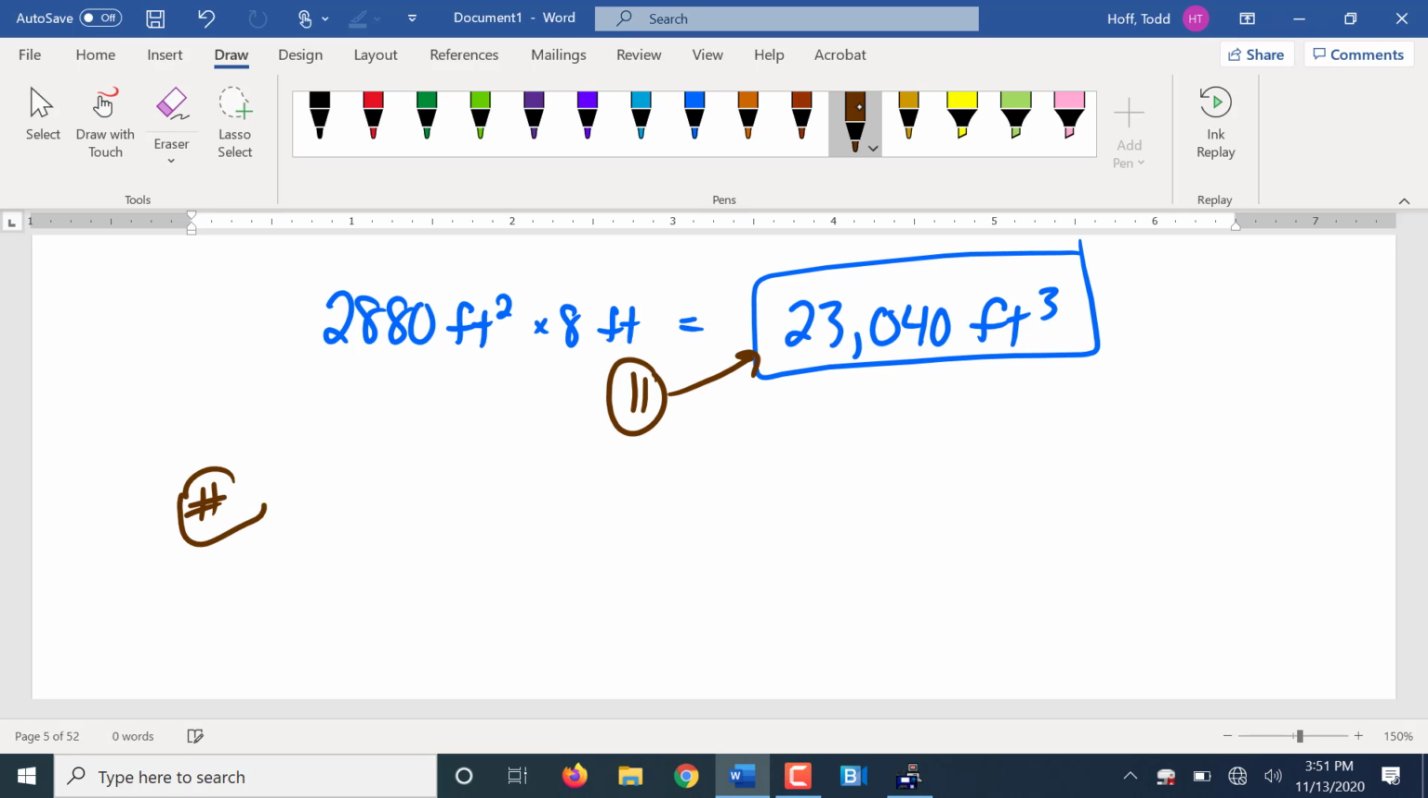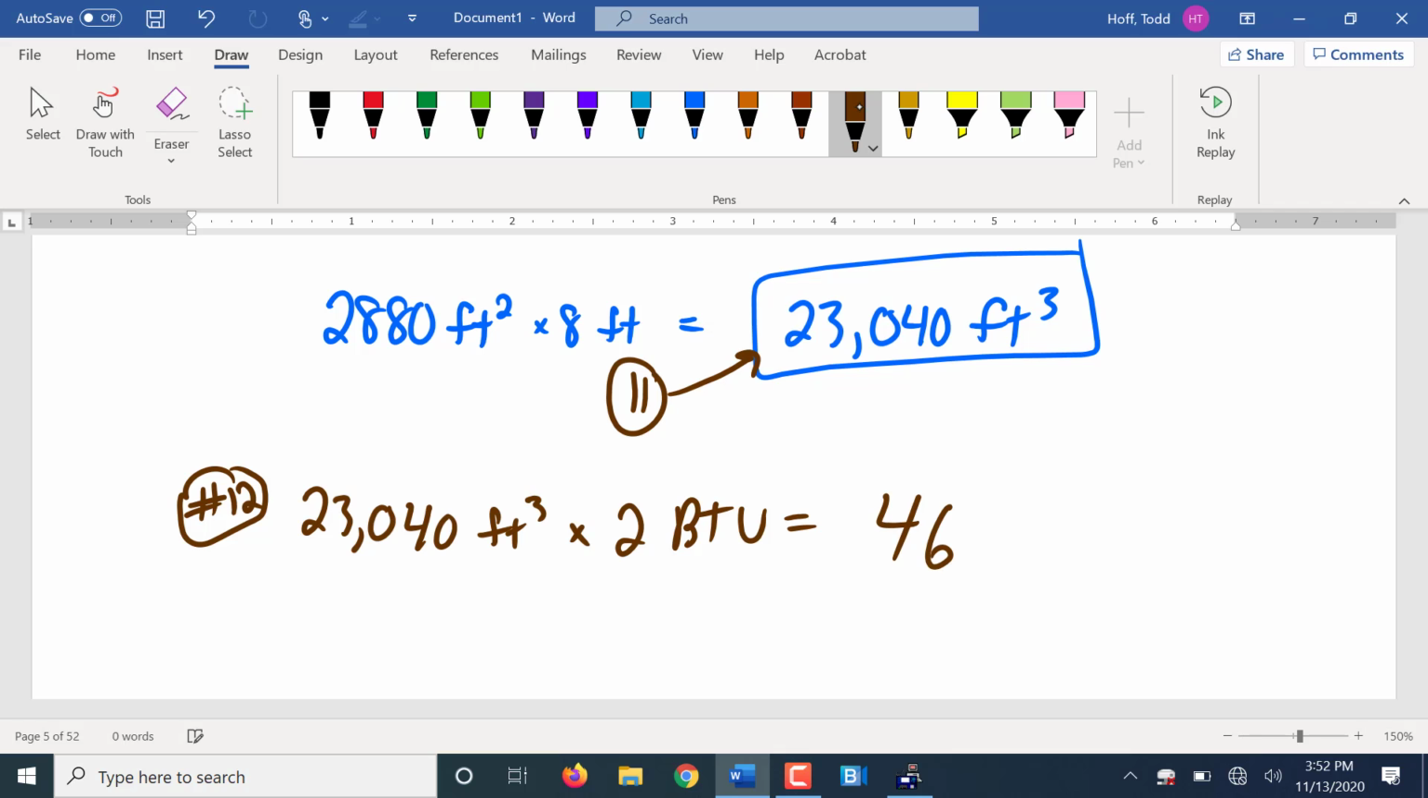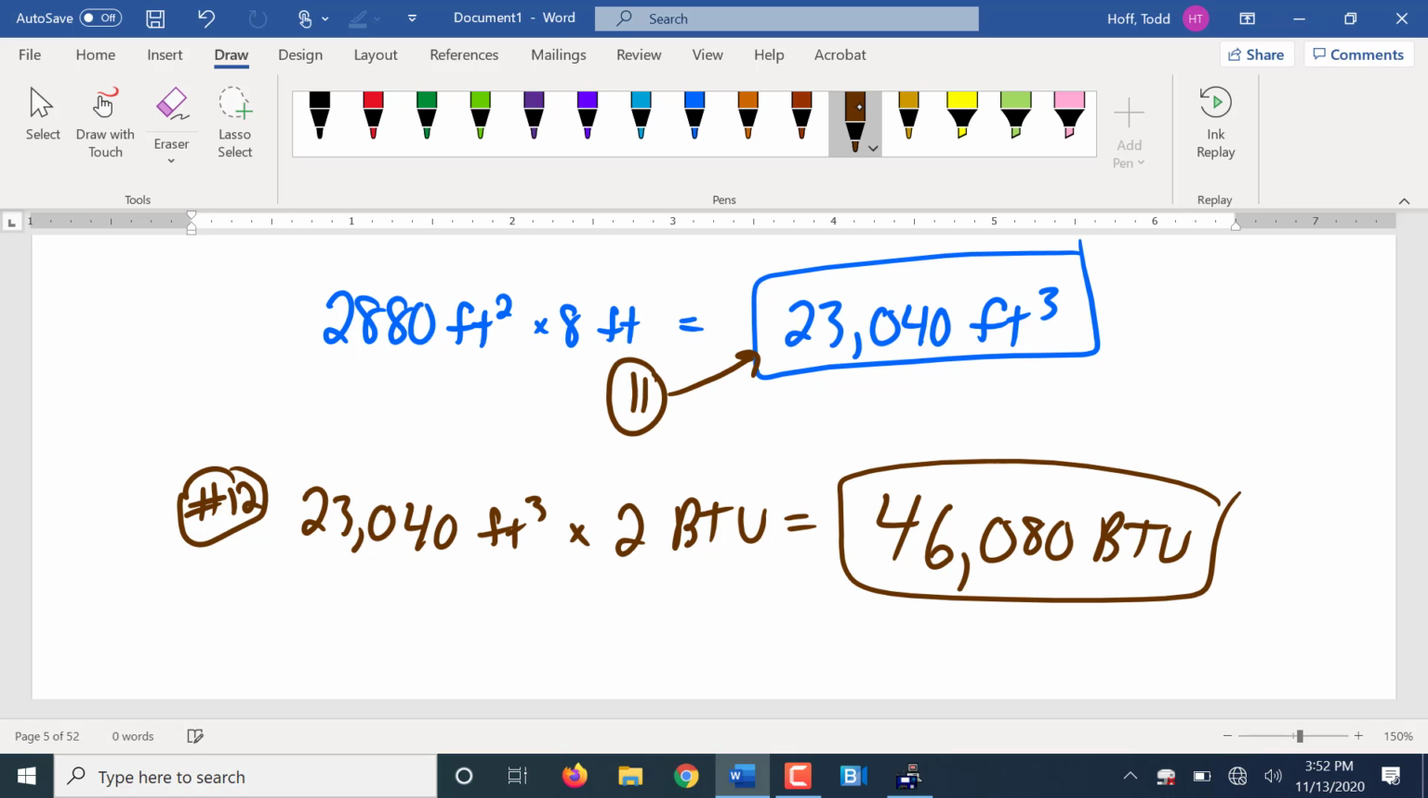For number 12, careful, multiply by 2. There you go. So minimum 46,080 BTUs for the heating system for that house. BTU is British thermal unit. It's the amount of energy required to heat, I'm trying to remember if it's a cubic inch of water by 1 degree. It's something about how heating a certain volume of water by 1 degree, how much heat it takes.